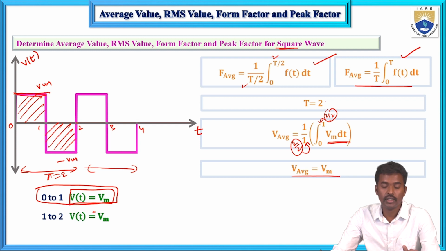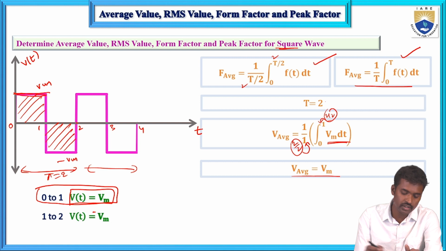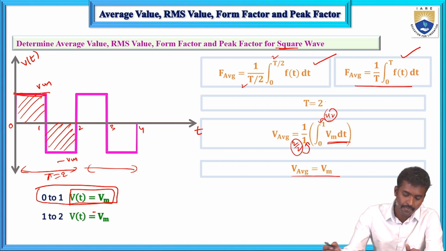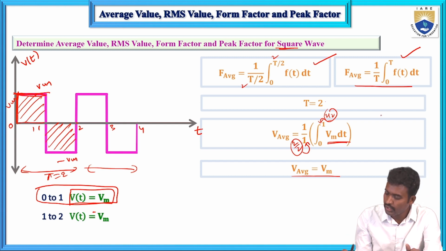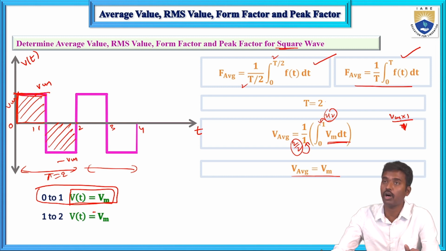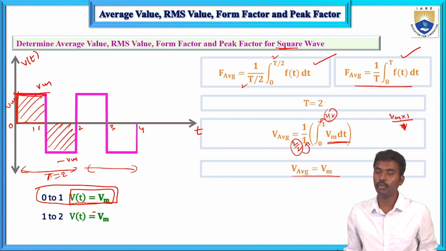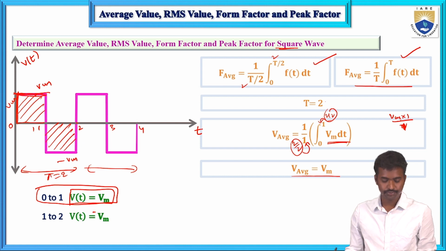Otherwise you can calculate the area under the curve. What is the area? This length is Vm, and this length is 1. So the rectangular area is Vm into 1, divided by the total time period by 2, that is 2 by 1, that is 1. So for the alternation, only T by 2 is considered.